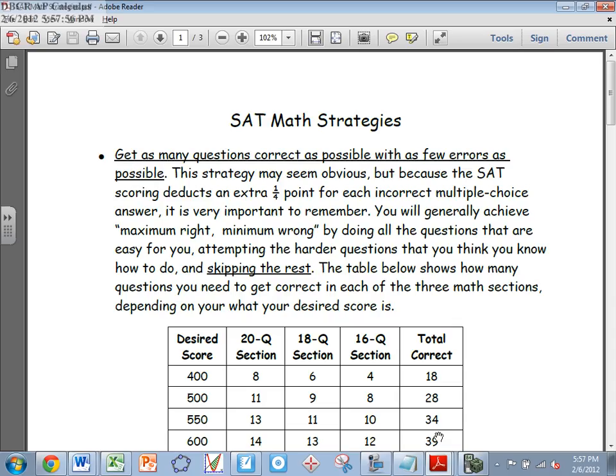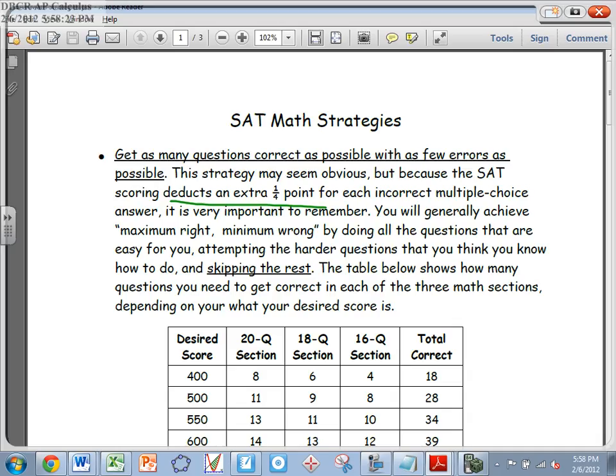The first thing we want to do is take a look and say to ourselves, we want to always get as many problems correct while not getting any incorrect. So you don't want errors, but you want to get them correct. Because remember, if you get an error, then you have to think about it. The error takes off points. Every time you get something wrong, you get a negative score. Remember, it deducts a quarter of a point for each incorrect multiple choice. Not graded, but multiple choice.